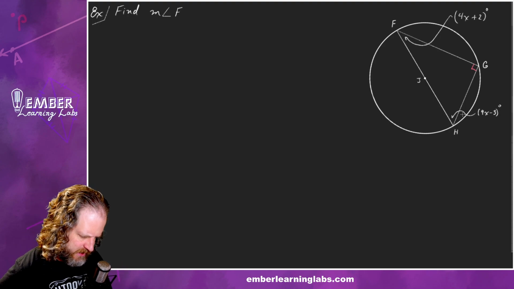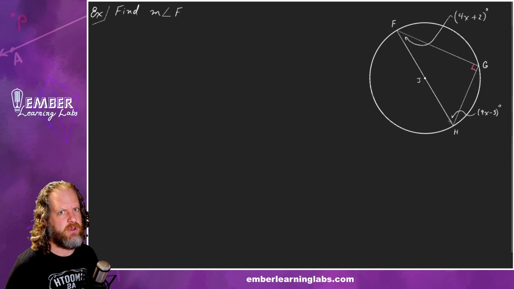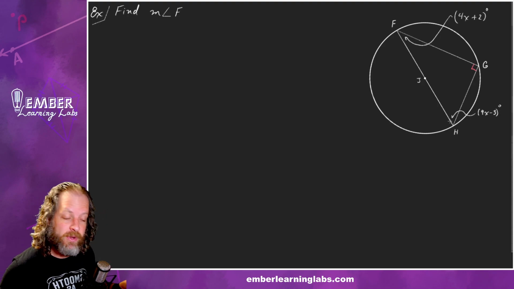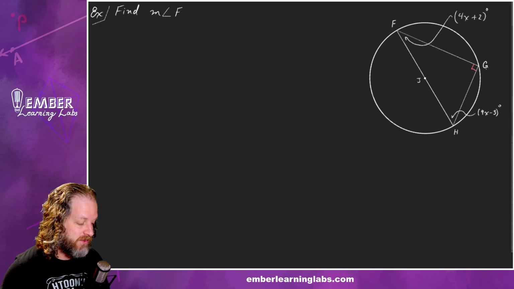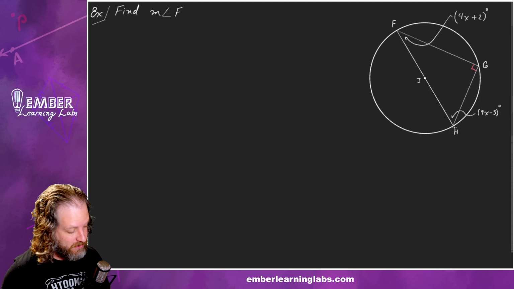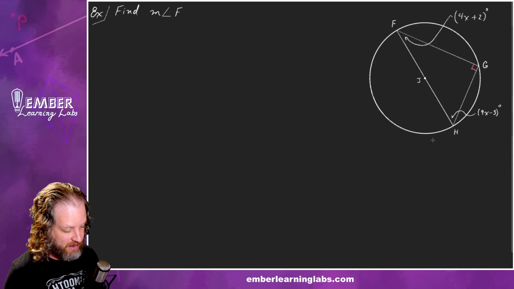So how can we figure it out? So we know this is 90, but these are way over here. Well, what can we do? What else do we know about triangles? Well, we know that the sum of their interior angles is 180. So angle G plus angle F plus angle H is 180 degrees. So how about we set that up?